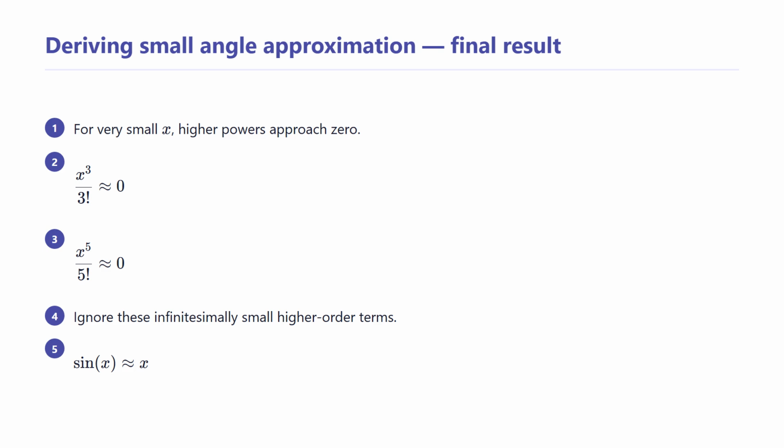By chopping off the infinite series after the very first term, we are left with a beautifully simple result. Sine of x is approximately equal to x. This is the famous small angle approximation. It is the exact mathematical intuition that makes solving pendulum equations possible. We have used the rigorous Taylor series to justify a practical physics shortcut.